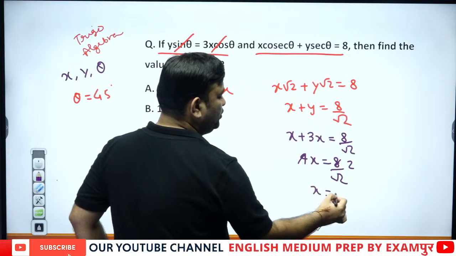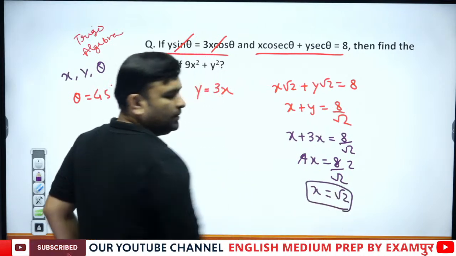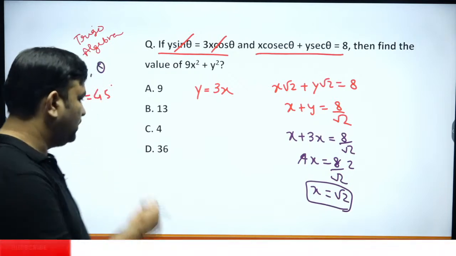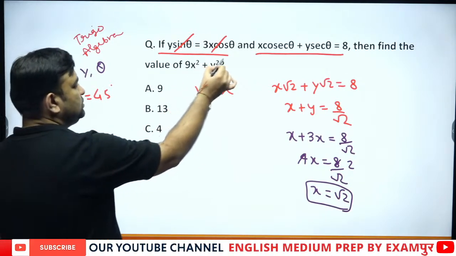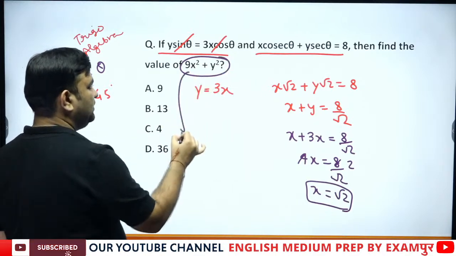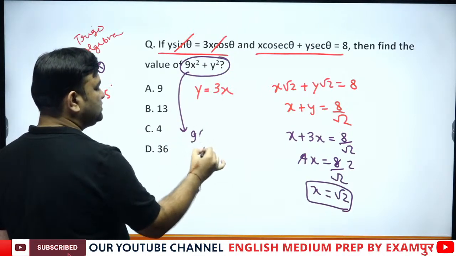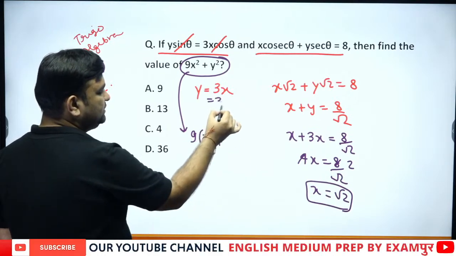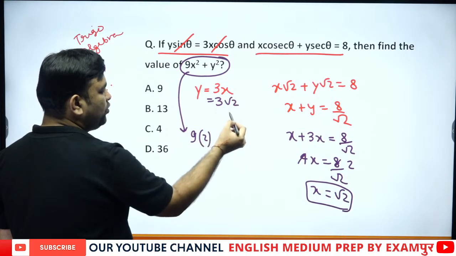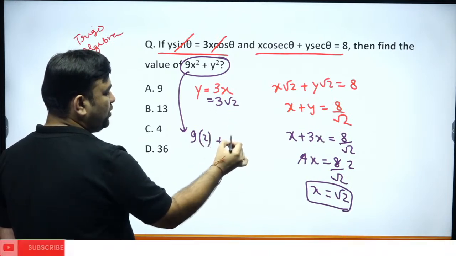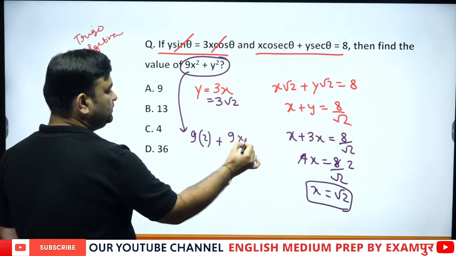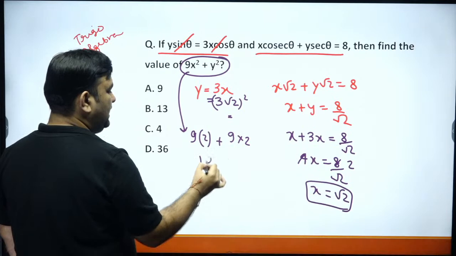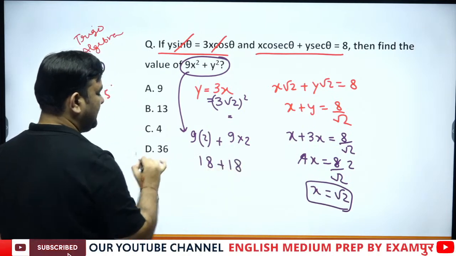So x will come root 2. So the desired answer is 9x, the square of root 2, square of 2. And y is 3 times of it. So 3 root 2, and the square of 3 root 2 is 9 into 2. 18 plus 18, 36.